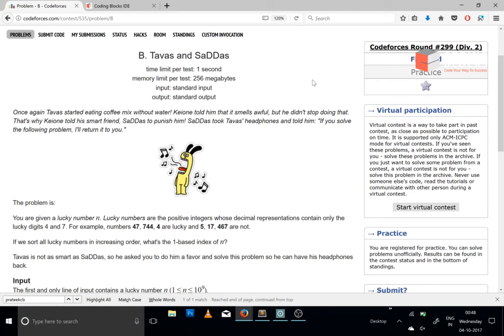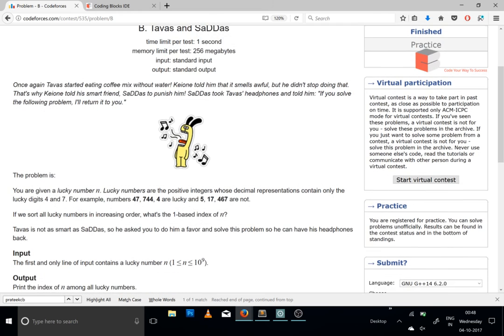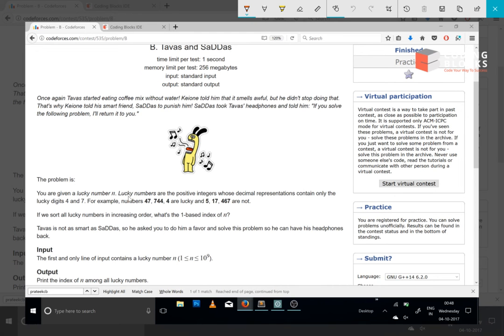Hi guys, so in this tutorial I'm going to take up one problem from Codeforces. The problem is Taavas and Saddas. What the question is: you're given a lucky number. A lucky number is such a number which contains only the lucky digits 4 and 7. So this is given in the question.